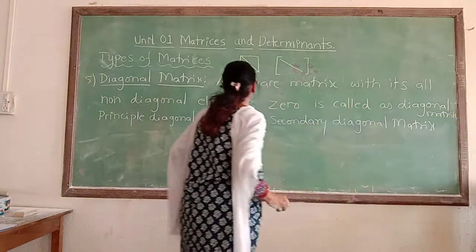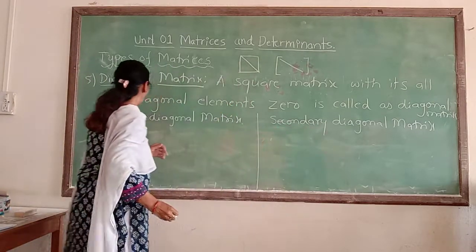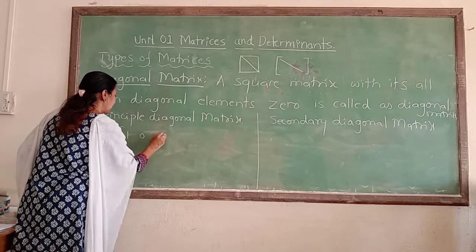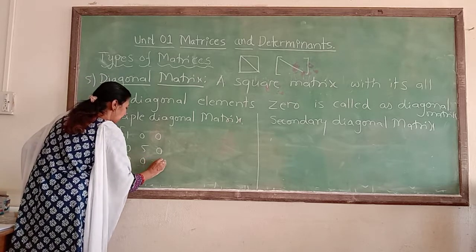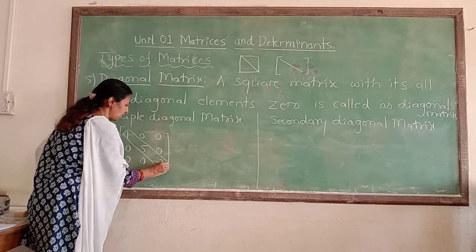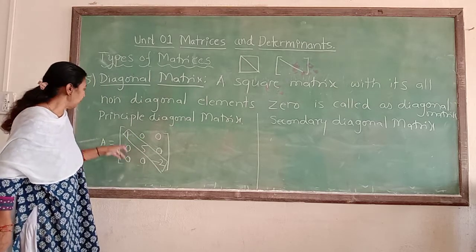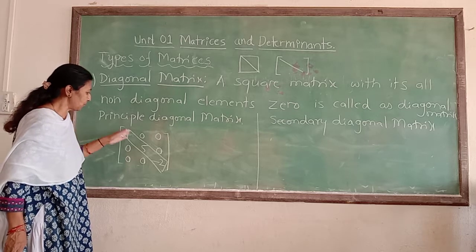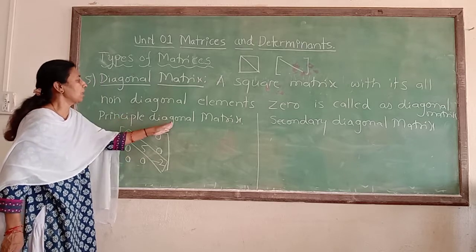Again, there are two types of diagonal matrix: the principal diagonal matrix and the secondary diagonal matrix. For the principal diagonal matrix, take the example A given by the matrix [1, 0, 0; 0, 5, 0; 0, 0, -2]. Here these are the diagonal elements, and they are not 0, but leaving these, all other elements are 0. It is called a principal diagonal matrix because the diagonal runs from the top left of the matrix to the bottom right of the matrix.